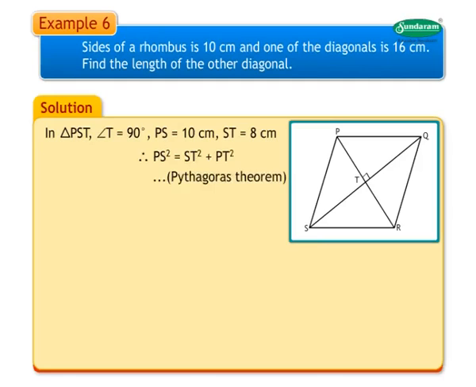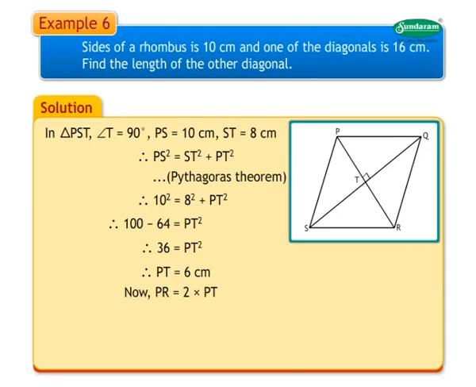Therefore, PS square is equal to ST square plus PT square by Pythagoras theorem. Therefore, 10 square is equal to 8 square plus PT square. Therefore, 100 minus 64 is equal to PT square. Therefore, 36 is equal to PT square. Therefore, PT is equal to 6 centimeters. Now, PR is equal to 2 into PT is equal to 2 into 6. Therefore, PR is equal to 12 centimeters. Thus, length of the other diagonal is 12 centimeters.